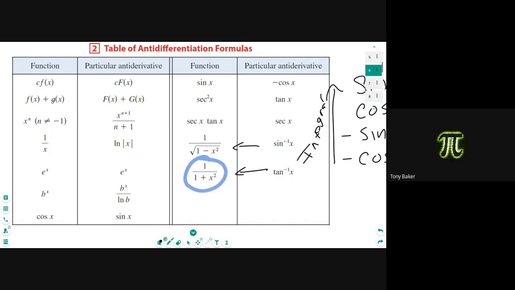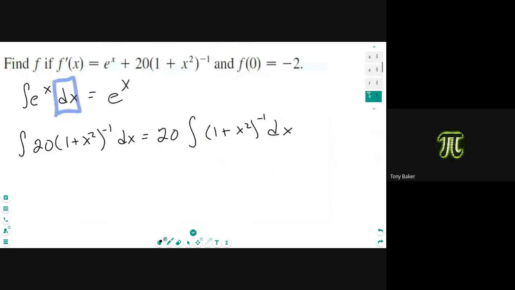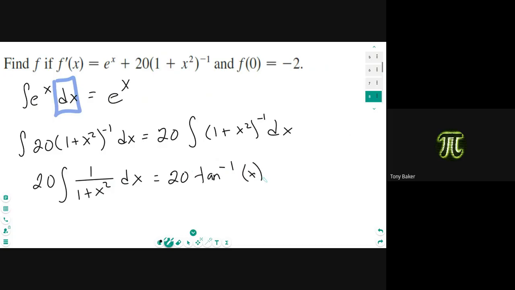So we have that 1 over 1 plus x squared. And if we look at the problem that we're doing right now, what's the negative 1 do? This is the same thing as saying 20 times 1 over 1 plus x squared dx. So this becomes 20 arctangent of x.